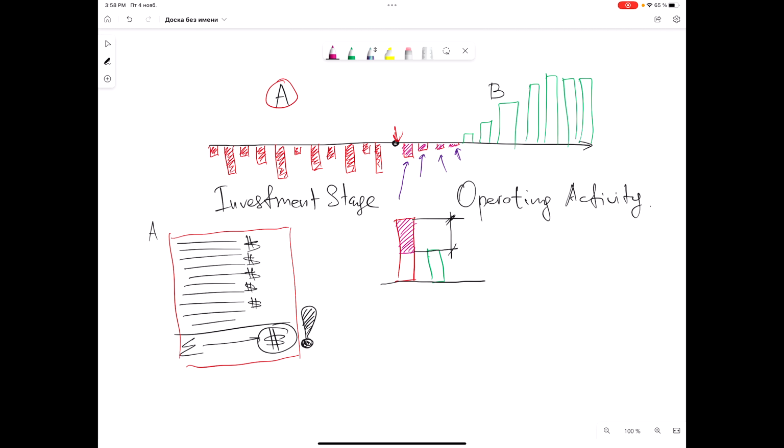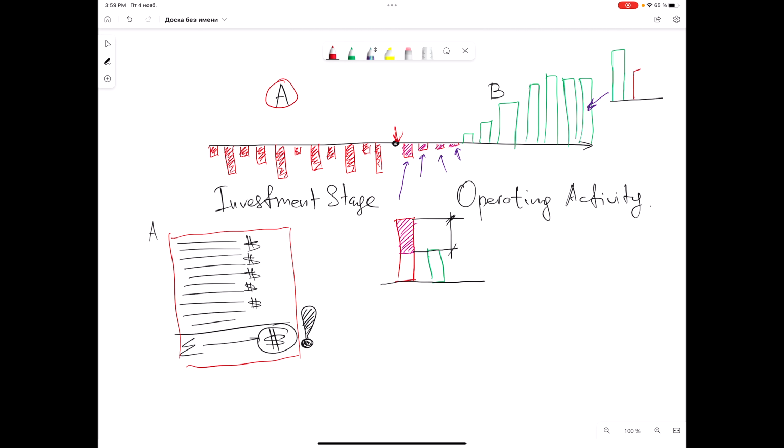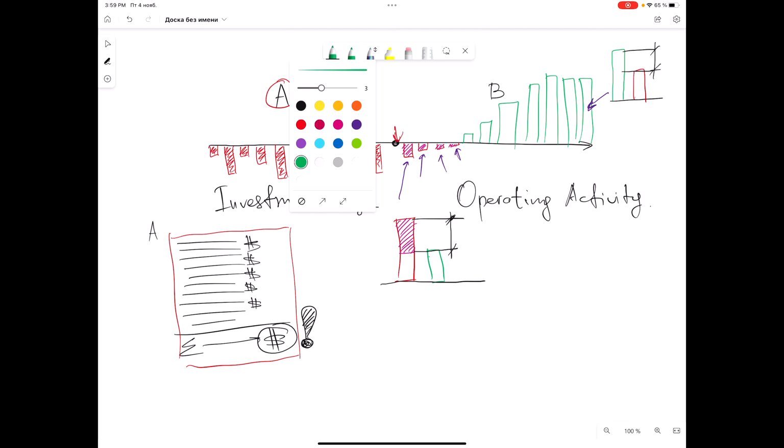And if we talk about this situation, it is when your revenues are finally bigger than your expenses. And if you look at this situation closer, you will be able to see the margin.